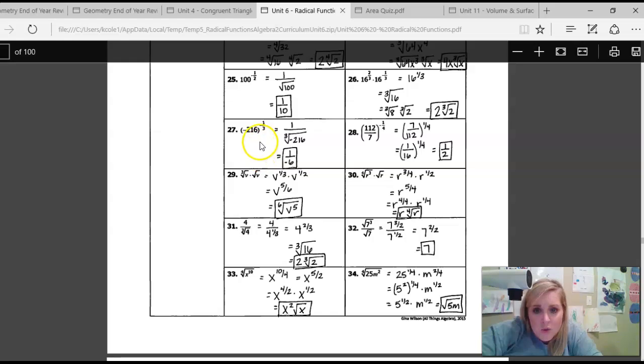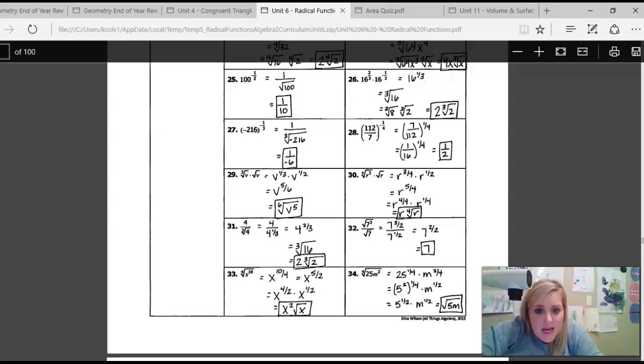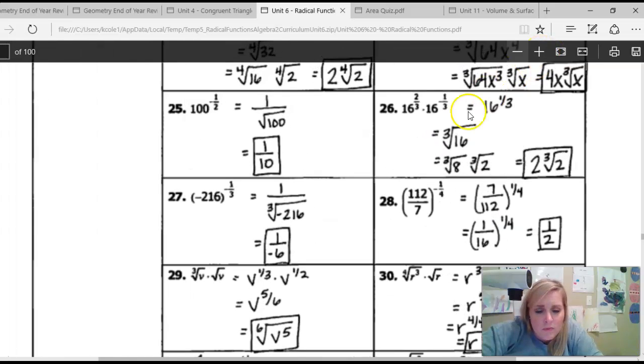Number 27. This is negative. That's fine because your index is 3. Now, it's also negative. It's hard to see on my screen. Let me see. How do I zoom this baby in? I'm trying to take out our debit account.